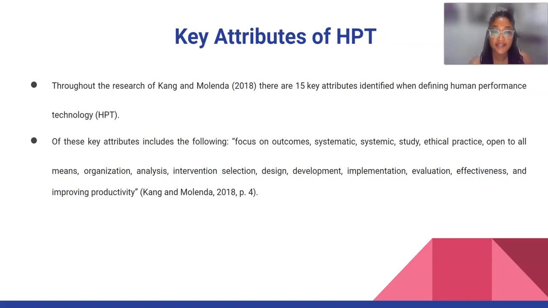So, some key attributes of HPT. Throughout the research of Kang and Melinda of 2018, there were 15 key attributes identified when defining human performance technology, or HPT. Of these key attributes includes the following: focusing on outcomes, systemic study, ethical practice, open to all means, organization, analysis, intervention selection, design, development, implementation, evaluation, effectiveness, and improving productivity. Once again, from Kang and Melinda of 2018.